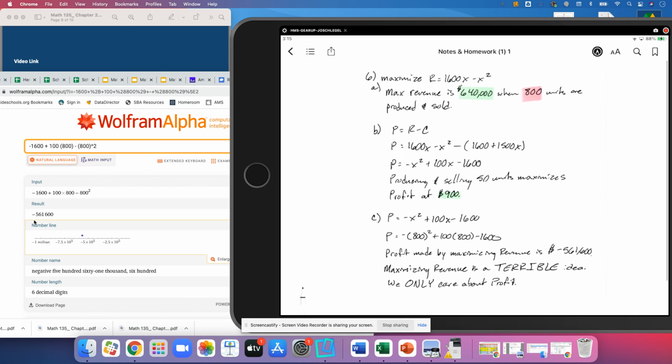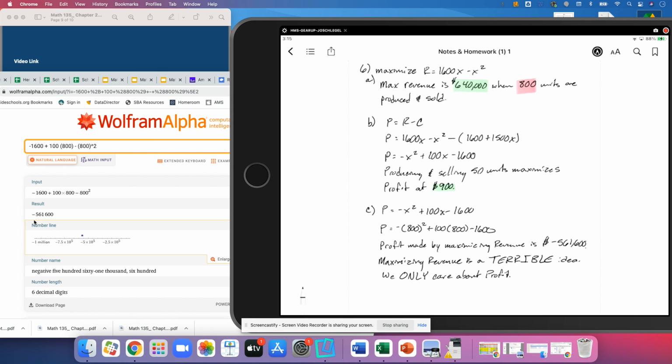Don't let the numbers deceive you, everyone. $640,000 would be great, but that's revenue. In order to make that $640,000, it looks like we would have to spend about $1.1 million or $1.2 million, which would put us about $561,000 in debt. Again, maximizing revenue, terrible idea. Always focus on maximizing profit.